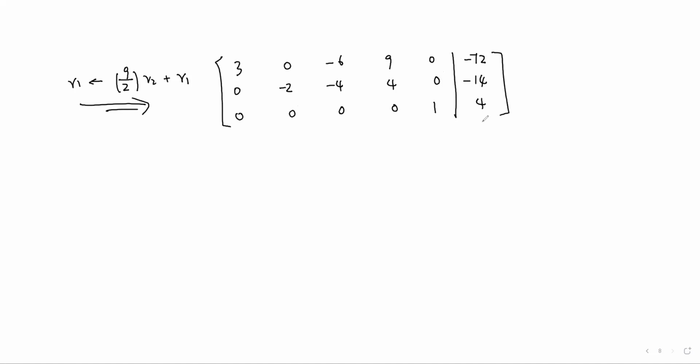Okay, the final step: scale the leading entries. Negative 1 over 2 times row 2, scale row 2, put the result in row 2. And also scale row 1: 1/3 times row 1, put the result in row 1. Then we have reduced echelon form.